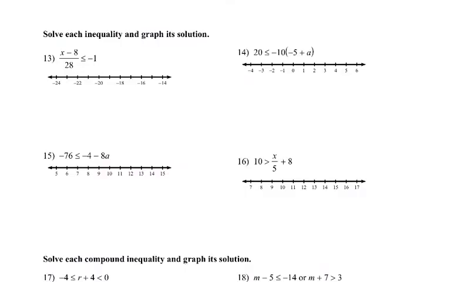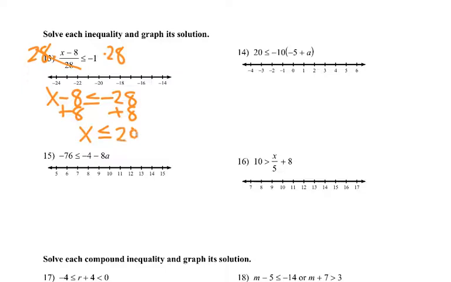Okay, now we're going to do some inequalities and graph them. To solve inequalities, we basically do the same thing that we did for an equation. So I times both sides by 28, giving me x minus 8 is less than or equal to -28. Add 8 to both sides. X is less than or equal to negative 20. So I put a circle at -20. Mine has an equal to here at the bottom, so I fill the circle in because -20 is part of the answer. Then x is less than, it's smaller. Smaller is always to the left, greater is always to the right.